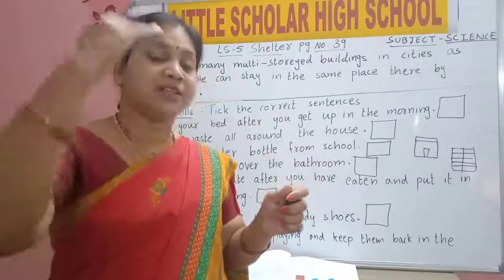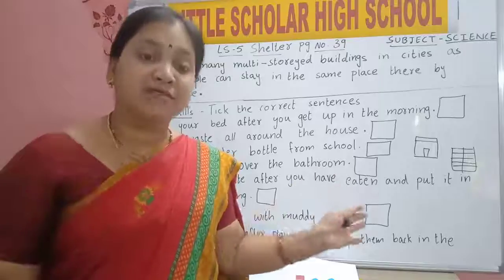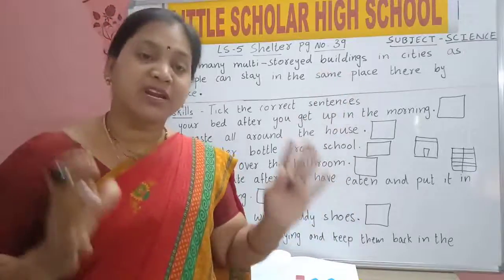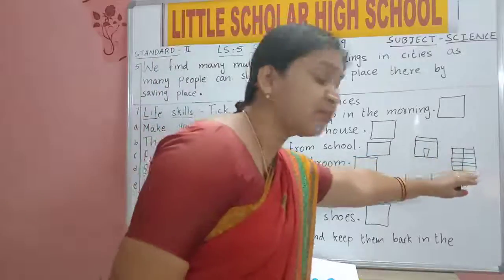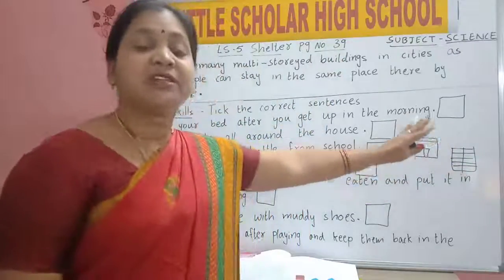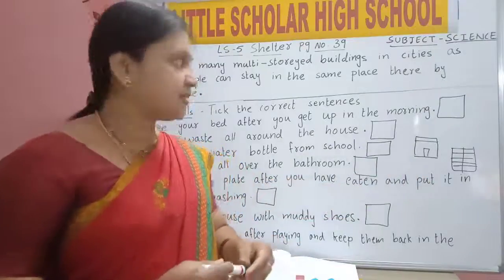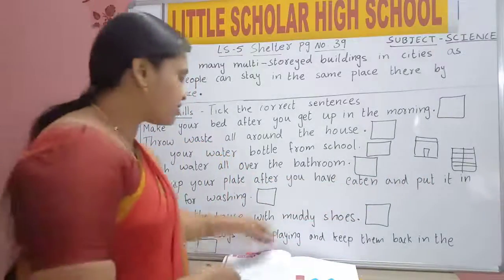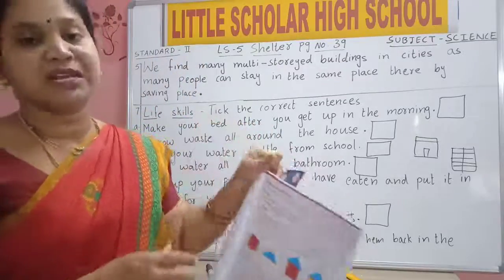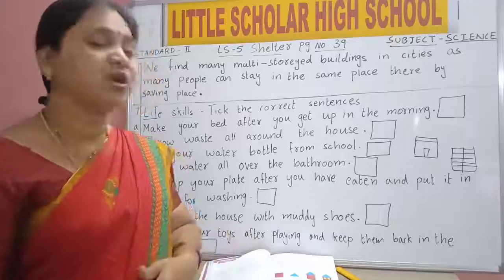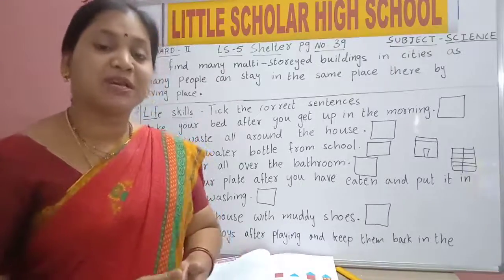Yes, one floor, another floor. They will have many floors. And many families live together in one apartment. This is an independent house. In the same place they are building an apartment. So here they are saving place. So first, what was our question here? Why do we find so many multi-storied buildings in cities? Yes, multi-storied building means apartments.